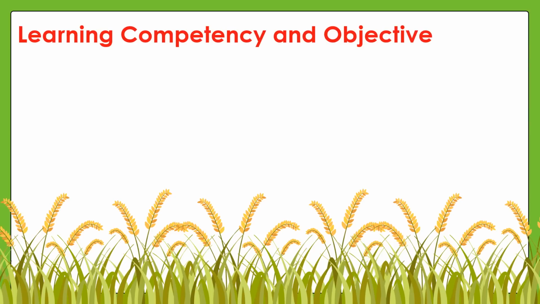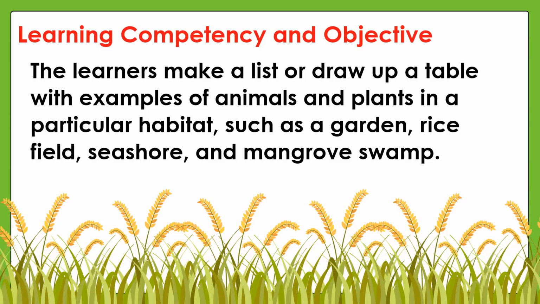Learning competency. The learners make a list or draw up a table with examples of animals and plants in a particular habitat, such as a garden, rice fields, seashore, and mangrove swamp.